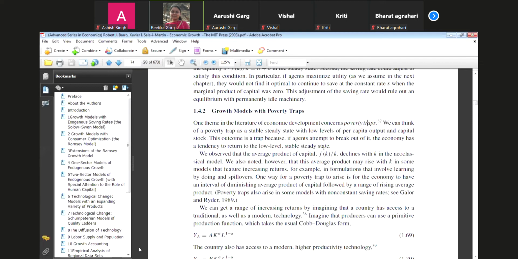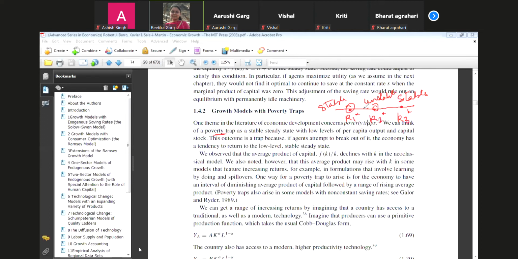So how do they define a poverty trap? It's a stable steady state with low levels of per capita output and capital stock. And the outcome is a trap because if agents attempt to break out of it, the economy has a tendency to return to the low level stable steady state. So basically, we are saying that if you have multiple steady states, one is at a low level of capital stock. Let me say you have K1 star, K2 star, and then K3 star, suppose. And these are all steady states. And suppose this one turns out to be stable, this one turns out to be stable, and this is unstable.